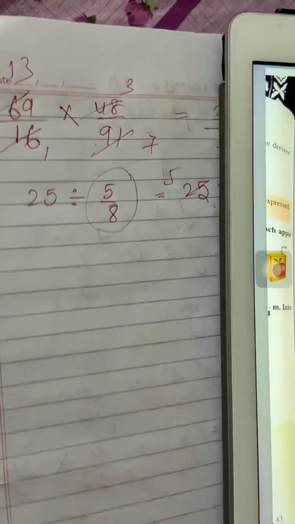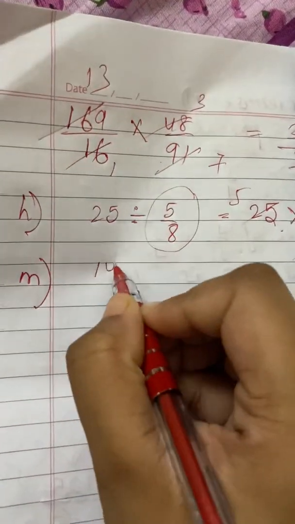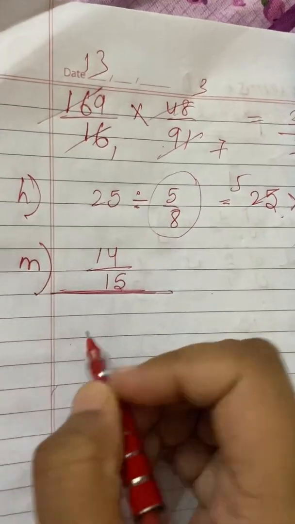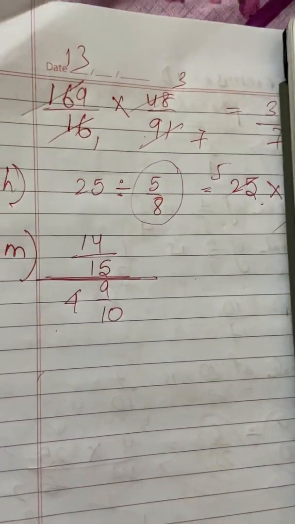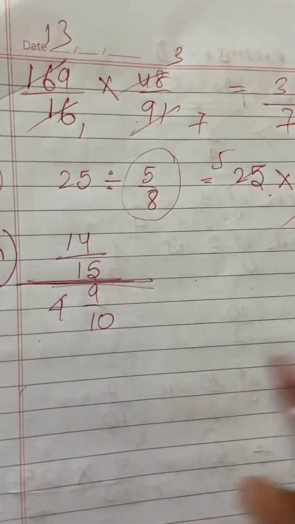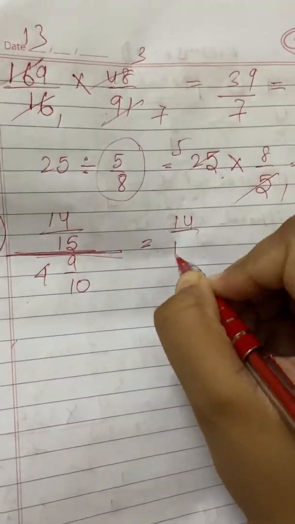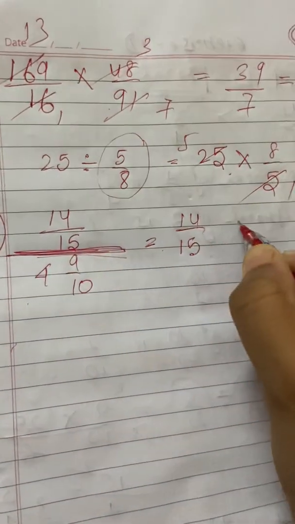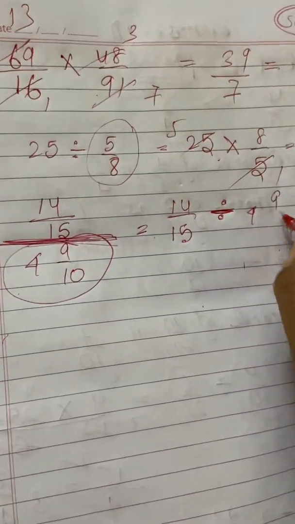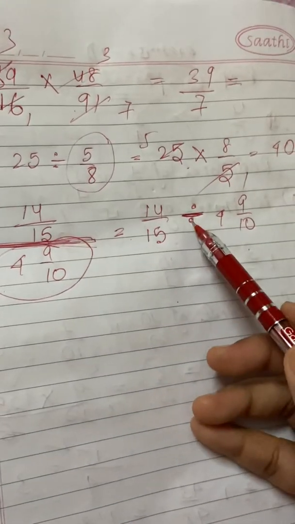Now coming to more questions like question number M. The question is written like this: 14 by 15 by, this by is a little bigger, 4, 9 by 10. So first you have to understand this by means division. So I will rewrite the question as 14 by 15. Instead of this by, I will write divide and then write this number as such. Do not do the reciprocal now. Now I have written the question.